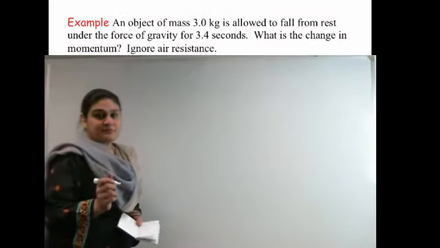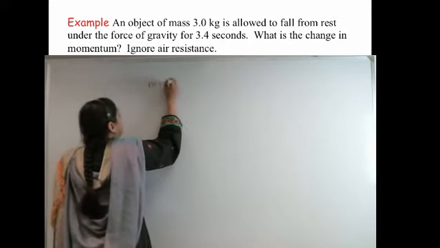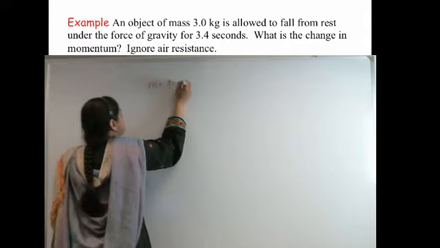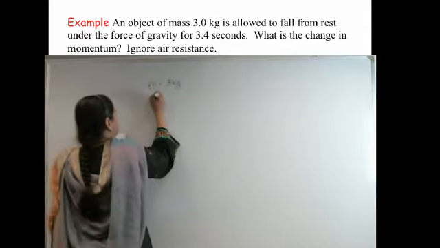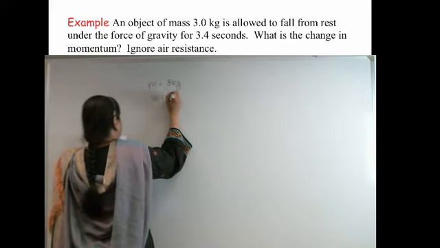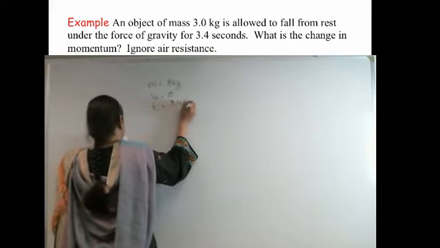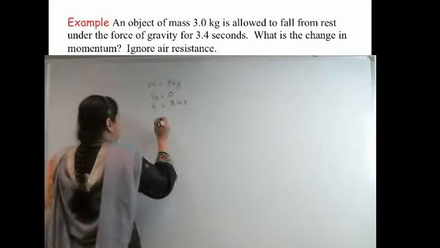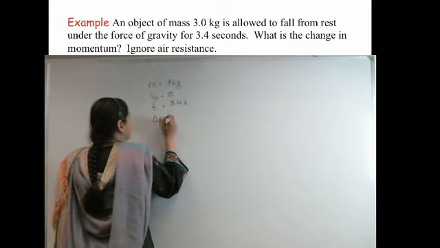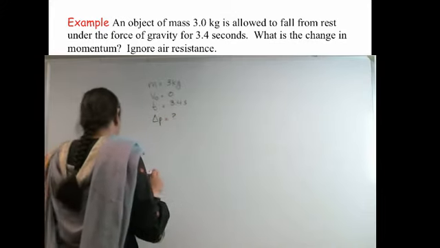In this question, it gives us the object's mass as 3 kilograms, and it's allowed to fall from rest, which basically means its initial velocity is 0, and the time that it takes to fall is 3.4 seconds. So what it's asking me is, what is the change in momentum? Delta P is what I am looking for, right? The change in momentum as this ball falls.